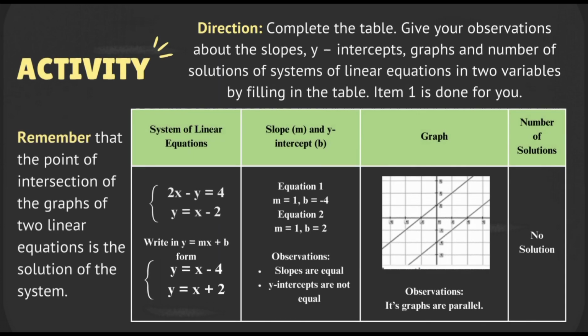In here, you are going to complete the table. You're going to give your observations about the slopes, the y-intercepts, graphs, and number of solutions of system of linear equations in two variables by filling in the table. Item 1 is done for you. Remember that the point of intersection of the graphs of two linear equations is the solution of the system. So these are the given.